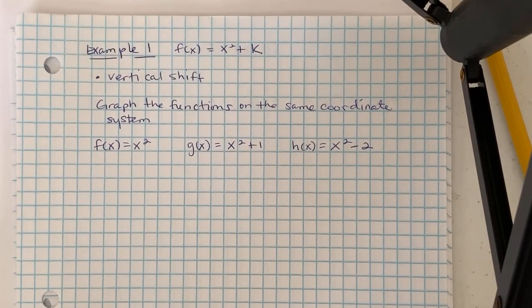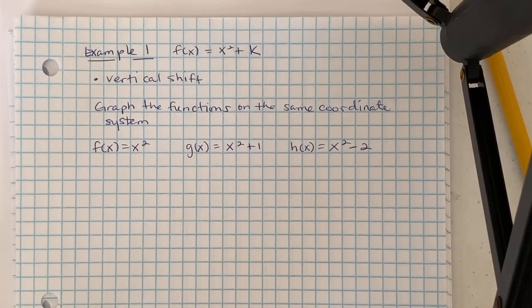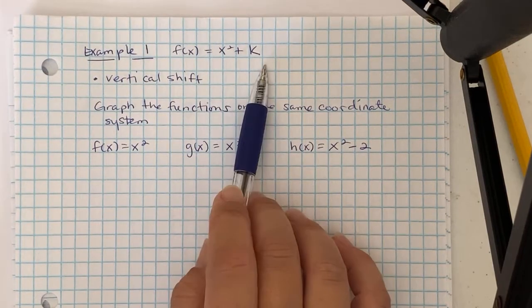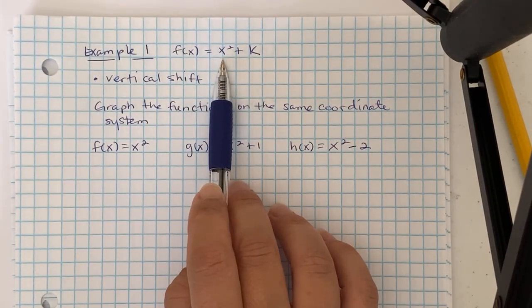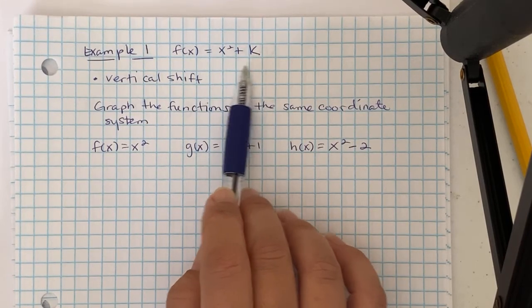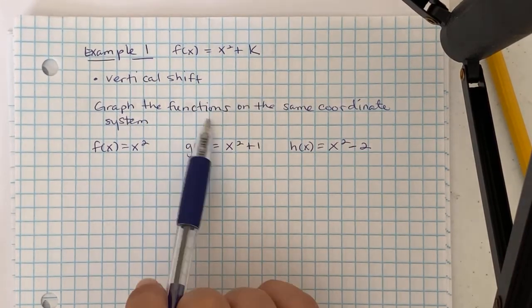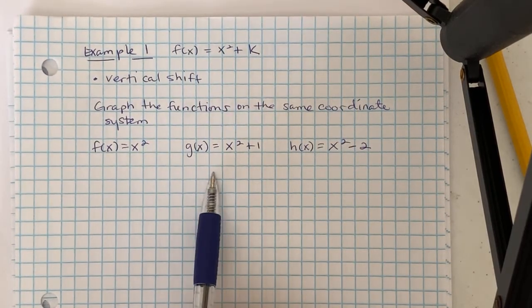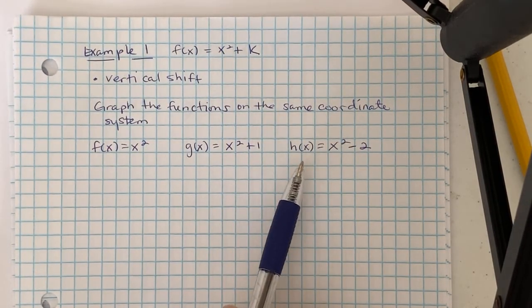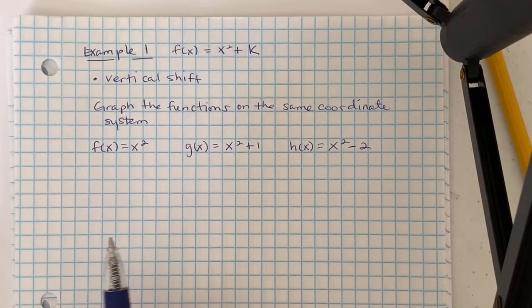Okay, example 1, f of x equals x squared plus k. In this form of the parabola, we're going to cause a vertical shift because the x squared is our parent graph, and then the k is what's causing it to go up and down. So we're going to graph the functions on the same coordinate system. So we have f of x equals x squared, g of x equals x squared plus 1, h of x equals x squared minus 2.